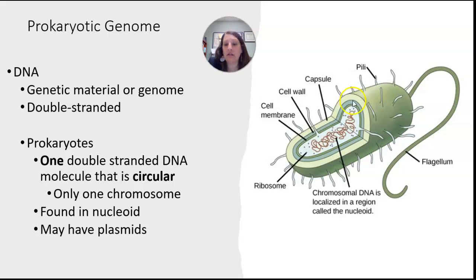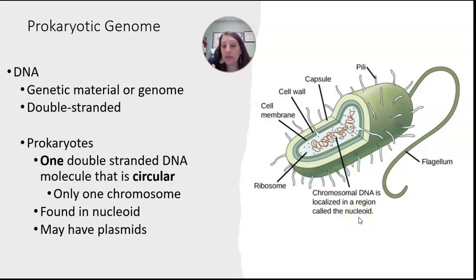And in this figure here, this is a bacillus, a rod-shaped bacterium. He's got a flagellum, and he's got pili and a capsule. And right here, this brown, coiled stuff in here, this is DNA. So in prokaryotes, the DNA is not housed in a nucleus, but it is in a specific region called the nucleoid.